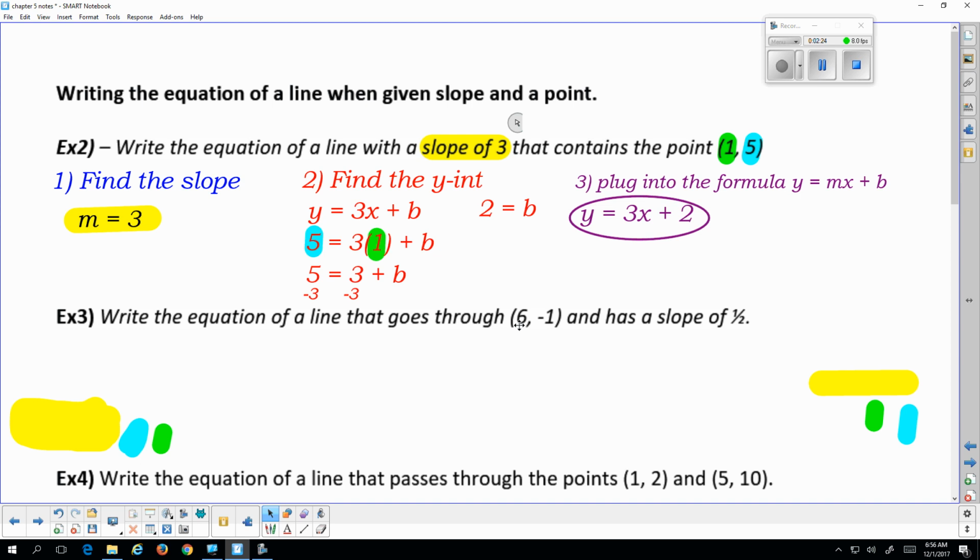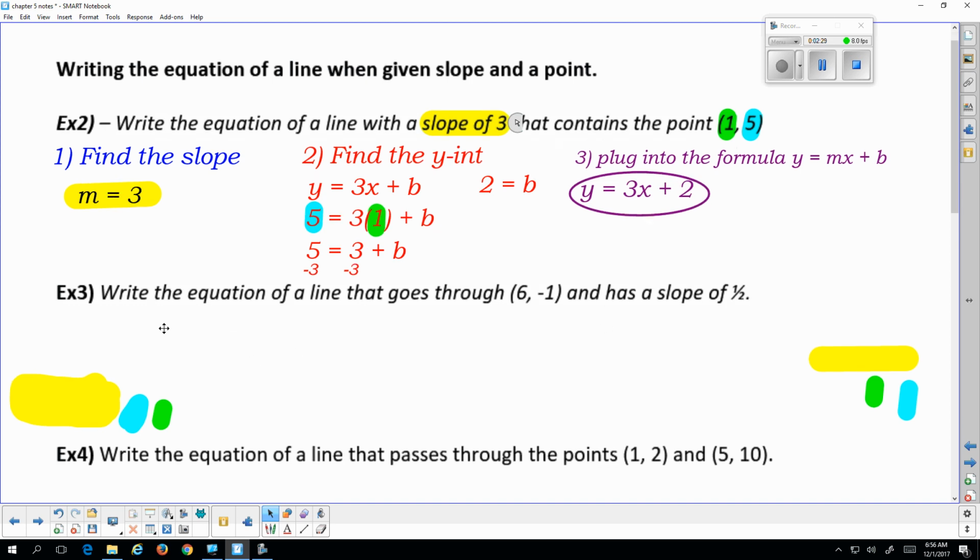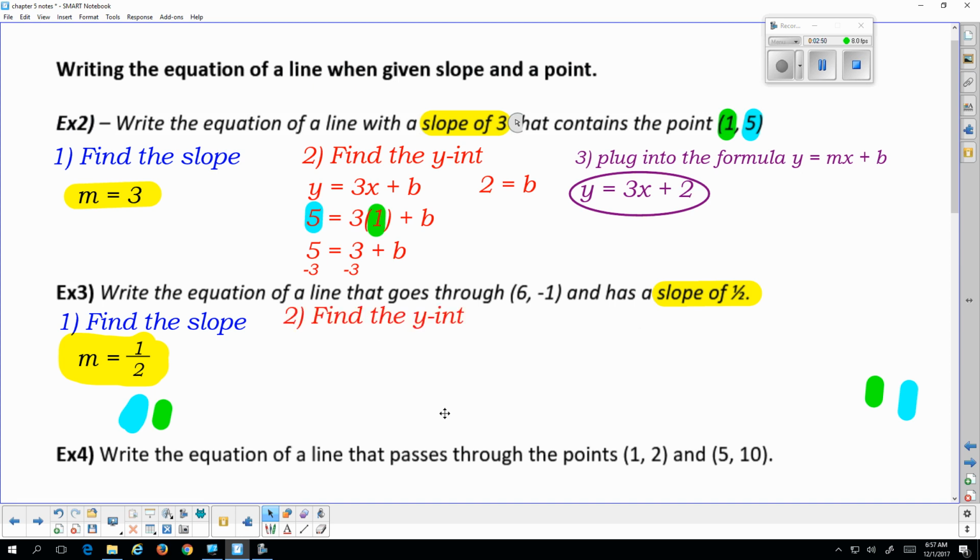Write the equation of a line that goes through 6, negative 1 and has a slope of 1/2. So first thing we need to do is find the slope. And as we see, the problem actually made our lives really easy. It gave us the slope. Okay, so what is the slope of the line? That's 1/2. Okay, so the slope is 1/2. Now what's the next thing we do? We're going to find the y-intercept. So we already have our equation, y equals 1/2 x plus b. What do we do now?